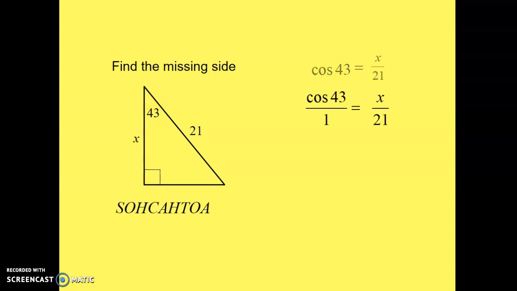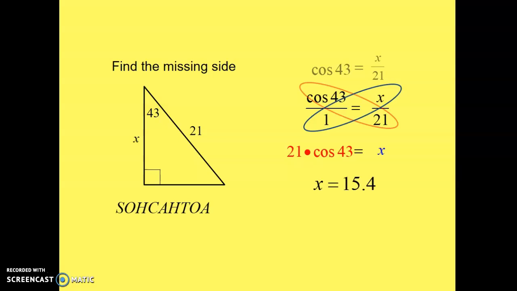Right? So you can make this two fractions, cross multiply. So 21 times the cosine of 43 is equal to x. So in your calculator, you do 21 times the cosine of 43. You'll get your answer of 15.4.